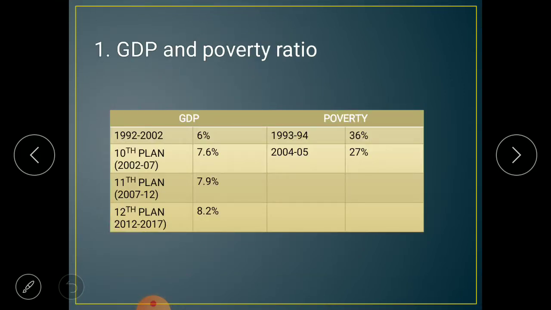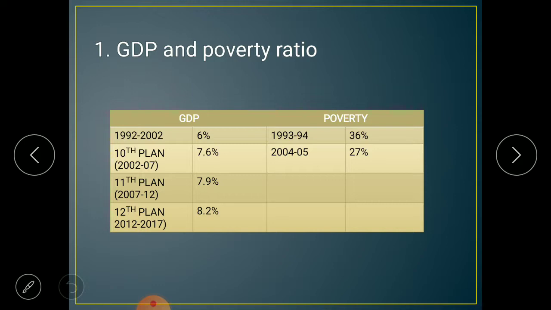GDP and poverty ratio. See, what is GDP? GDP simply means gross domestic product. If GDP increases, this is a sign of development, and if GDP reduces, then it shows a negative development of any country. Means a country moves from developing to underdeveloped phase.